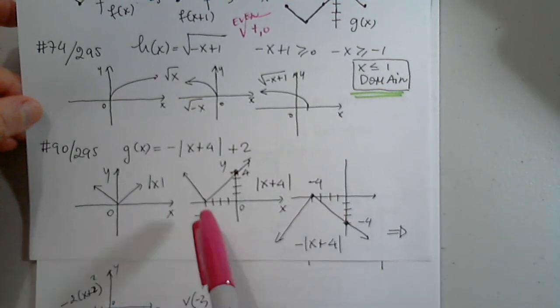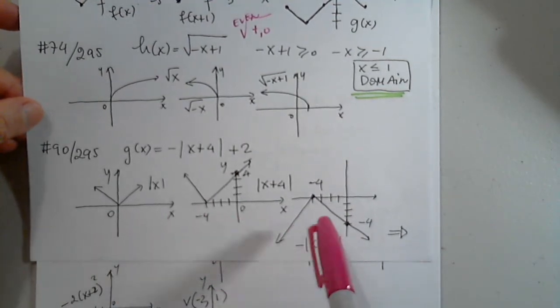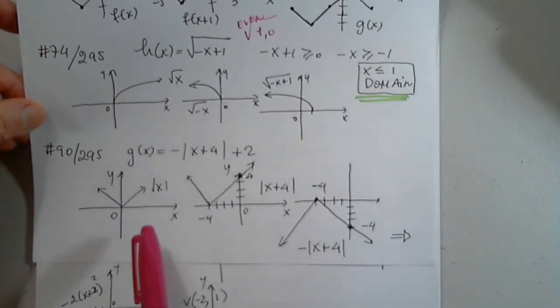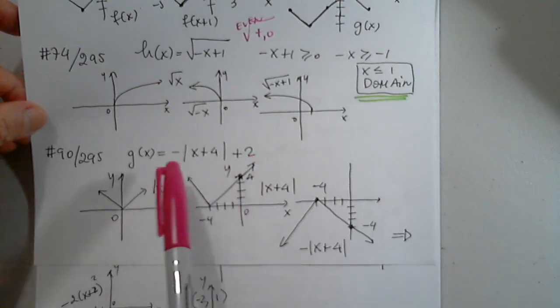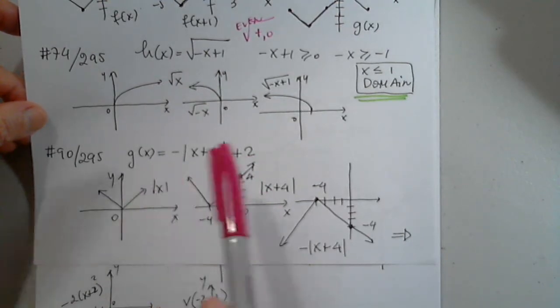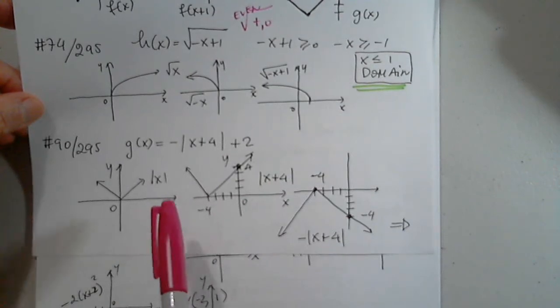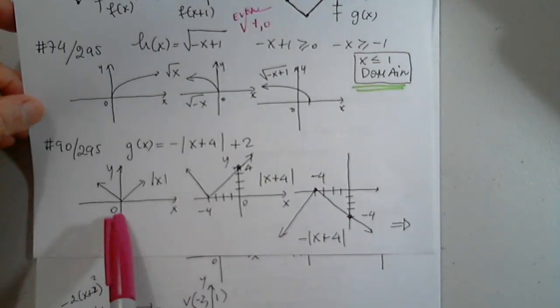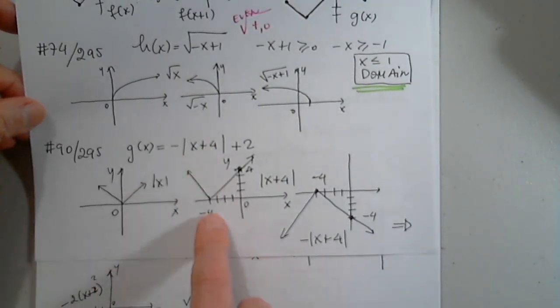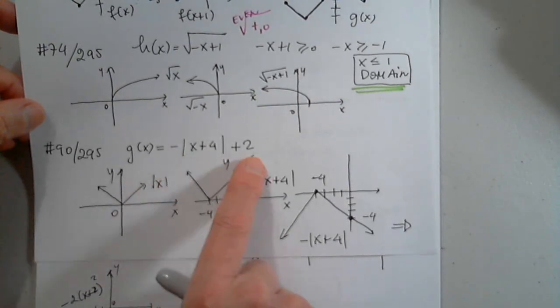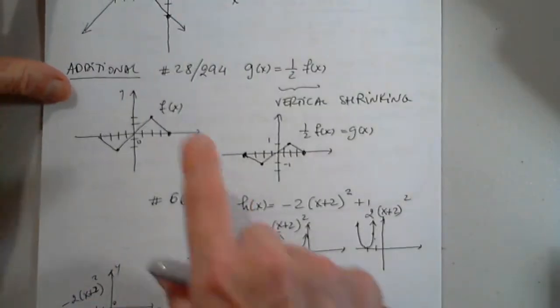This is the exact correct sequence of steps. Please make sure you understand you cannot add 2 and then come back and flip and so on and so forth. So please understand the base function. We shift it to the left, we reflect, and then up 2. And that's the final graph.